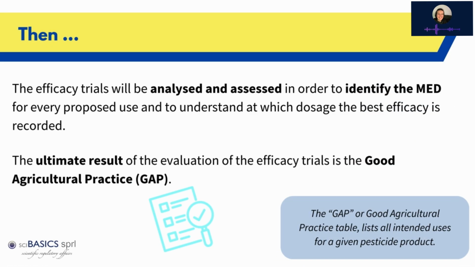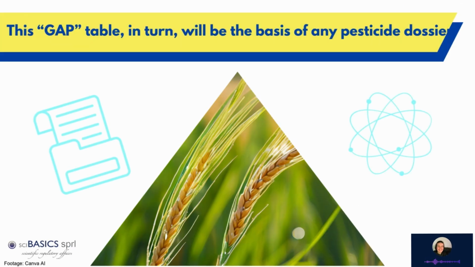Later on, in the efficacy section and biological dossier, these efficacy trials will be analyzed and assessed in order to identify the MED for every proposed use and to understand at which dosage the best efficacy is recorded. The ultimate result of the evaluation of the efficacy trials is the GAP, the Good Agricultural Practice Table, or GAP, which lists all intended uses for a given pesticide product. This GAP table, in turn, will be the basis of any pesticide dossier. This is why efficacy is the first pillar in any pesticide dossier.